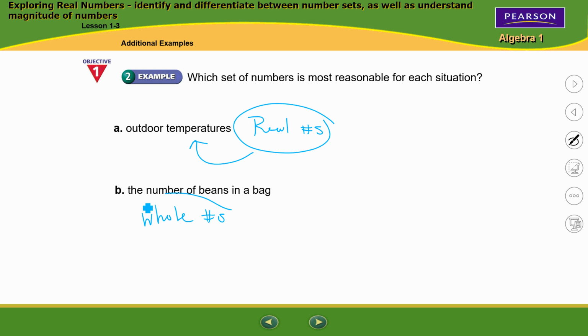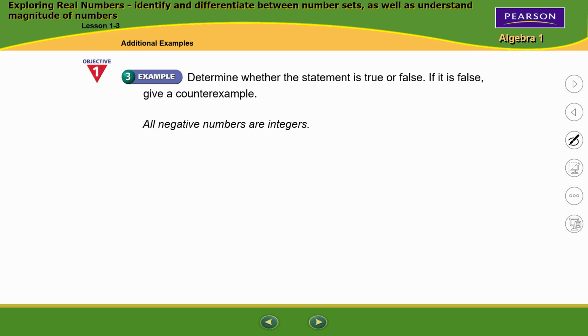Some of these you could probably have a discussion about which one is more reasonable, but these are pretty good answers to start with. And if we disagree, we can always talk about it.